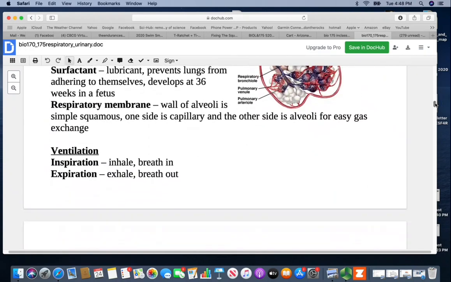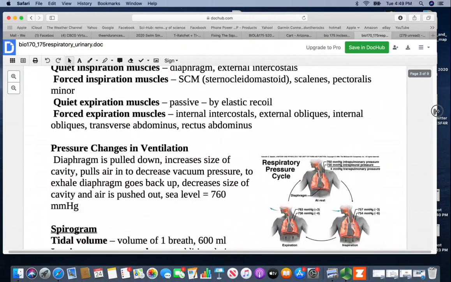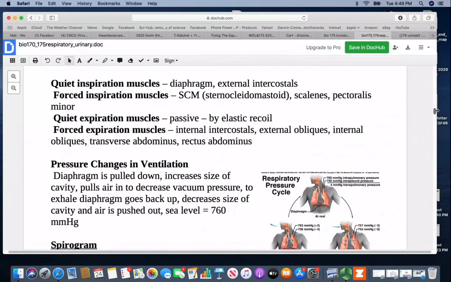So with ventilation, inspiration is your inhale or breath in, and expiration is your exhale or breath out. We do use different muscles for this process. So quiet inspiration is what you're likely doing right now, where you're just sitting at rest. You're not needing any extra air.